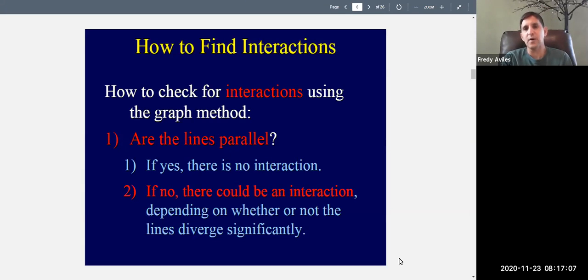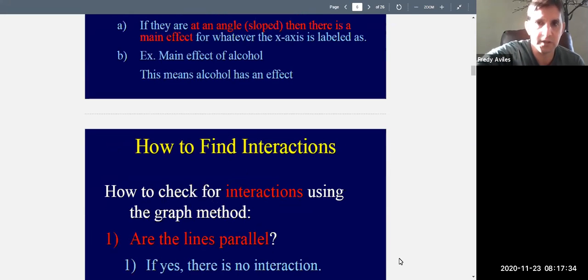So how to check for interactions using the graph method? We're going to look at the graph again. So again, look at the lines. Are the lines parallel? You look at both lines. If they're parallel, there's no interaction. If they're not parallel, that means there could be an interaction, depending on whether the lines converge significantly. Let me explain that, because that might be a bit confusing.